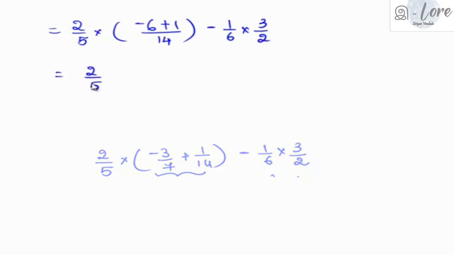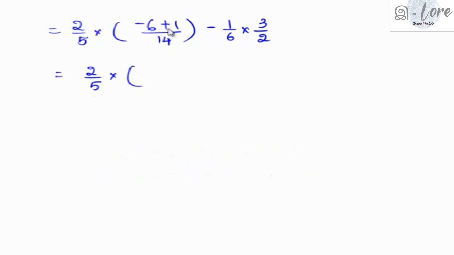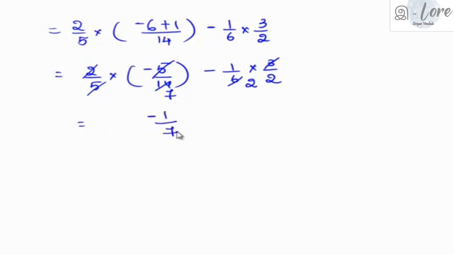Okay, which is equal to 2 by 5 into minus 6 plus 1 is minus 5, divided by 14 into minus 6, 1 by 6 times 3 by 2. Here the common factor 5 will cancel, 2 goes in 14 seven times, and 3 goes in 6 two times. So the resultant is minus 1 by 7 minus 1 by 2, 2s are 4.